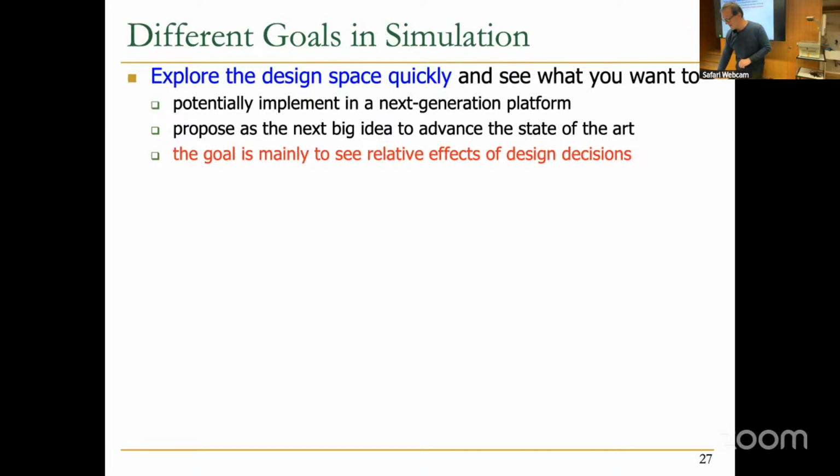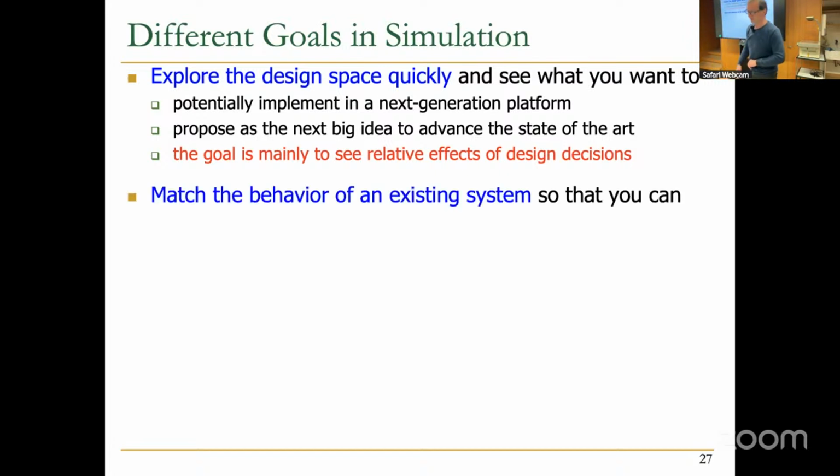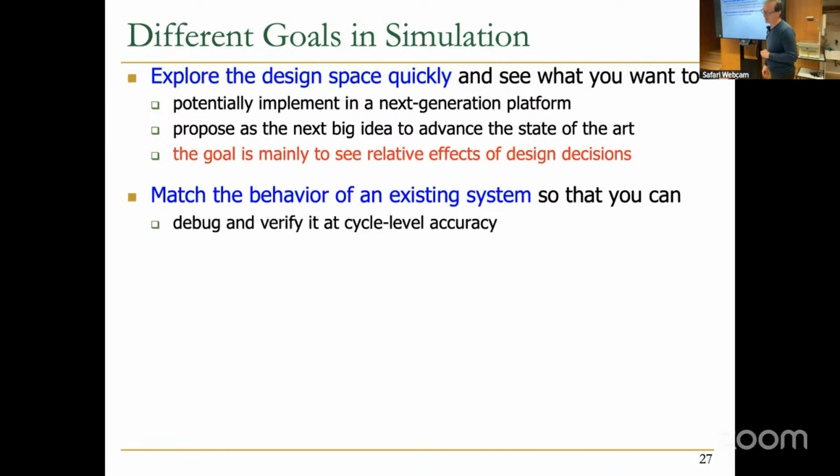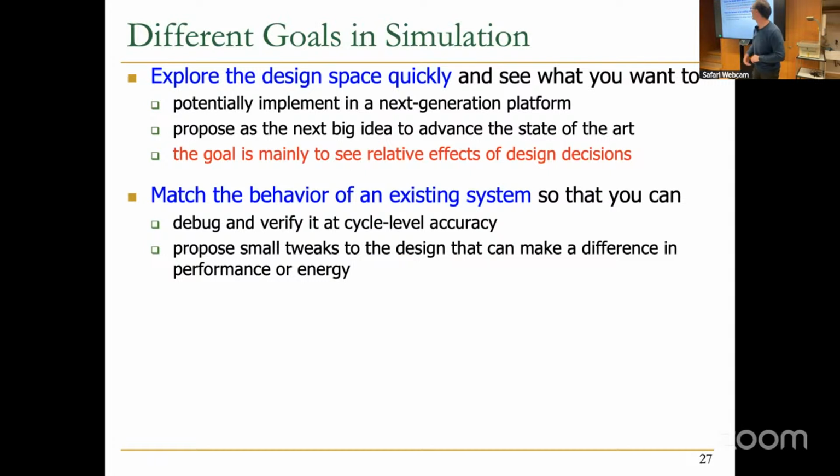But there is a case where that goal is also important, where, for example, you design a simulator to match the behavior of an existing system. You implemented a processor, the best processor of its time, let's say, and then you want to calibrate your simulator so that you can actually debug and verify it at the cycle level accuracy. And so that you can propose small tweaks to the design that can make a difference in performance and energy, right? So here you're operating with a very different goal. And the goal in this case is very high accuracy in the simulation, hopefully, right?